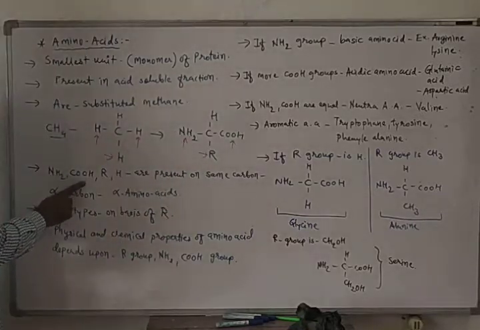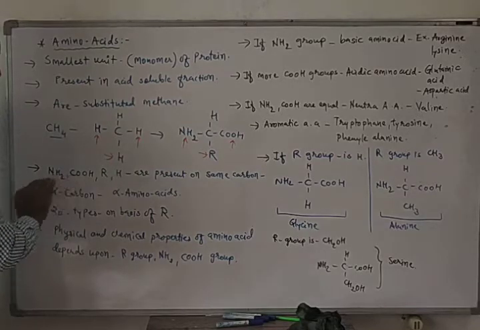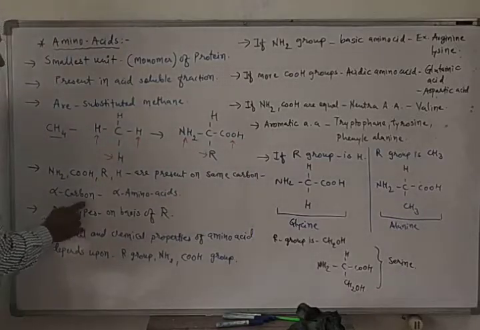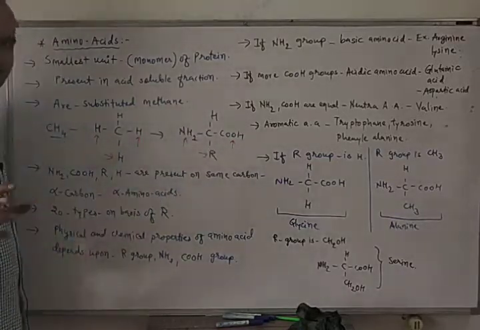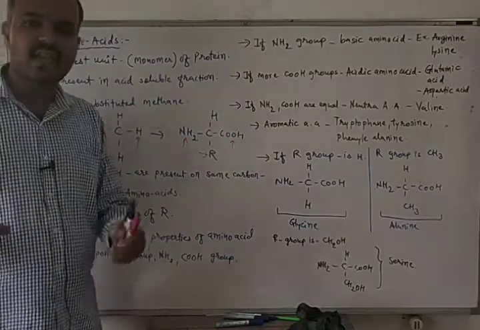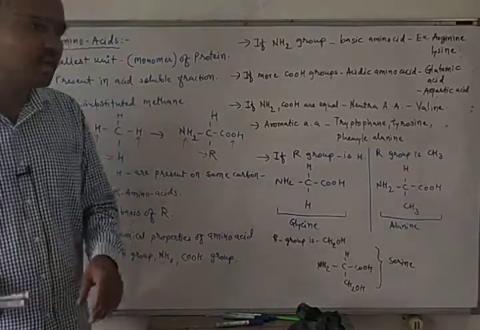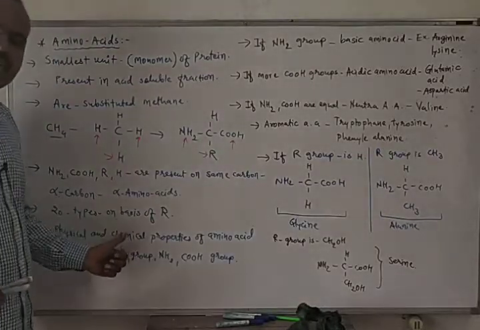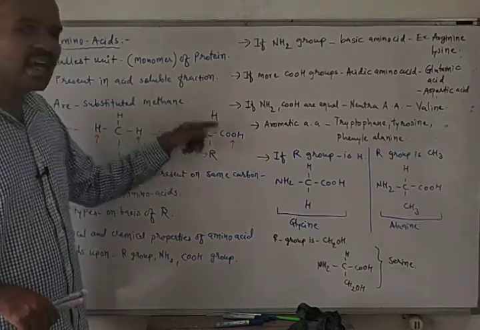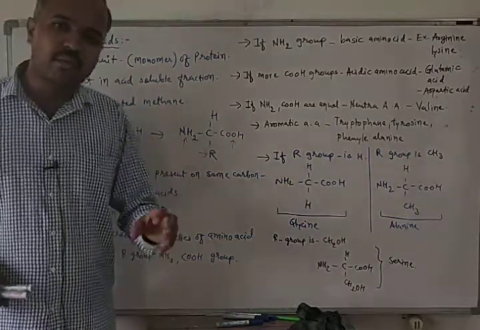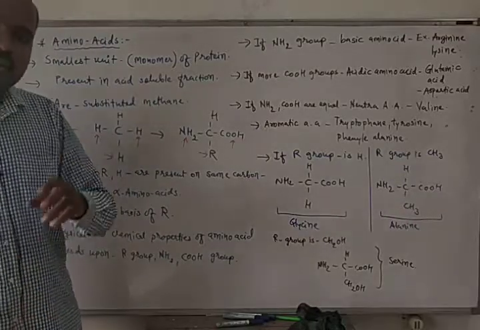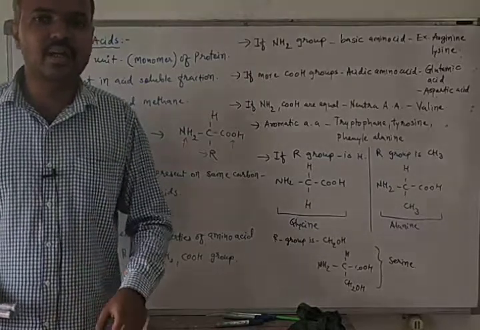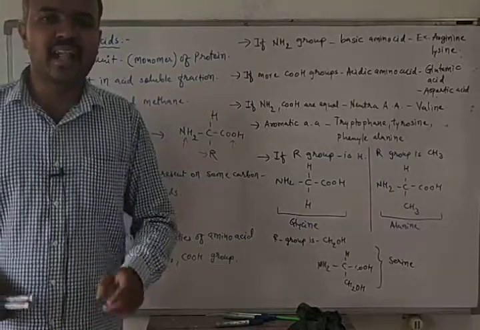So amino group, carboxyl group, R group and H group all are attached or all are present on the same carbon, which is known as alpha carbon. Why? Because all groups are attached on the same carbon. And that's why the amino acids are also known as alpha amino acids.